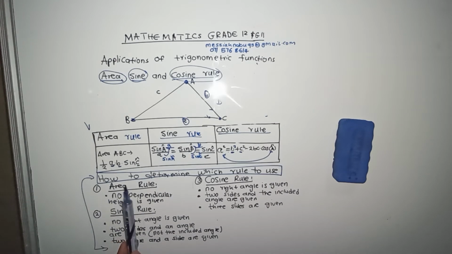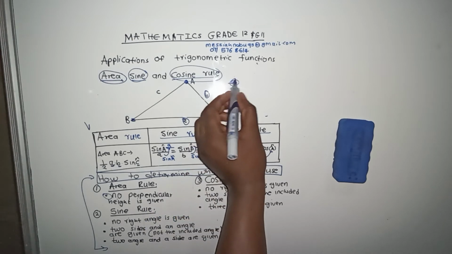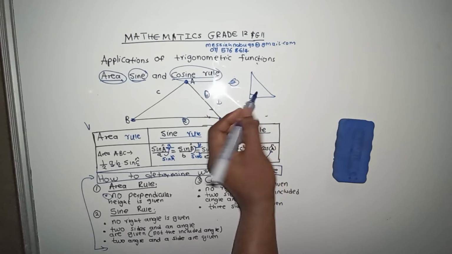Number one, how to determine which rule to use when it comes to the area rule. What you must be careful of is that, for the triangle you're using, you first check whether or not the perpendicular height is given. Unfortunately, if the perpendicular height is given on that particular triangle, it means that you cannot apply this area rule. So when do we use the area rule? We use the area rule only if the triangle doesn't have the perpendicular height. As an example, a triangle having the perpendicular height is a right-angled triangle.